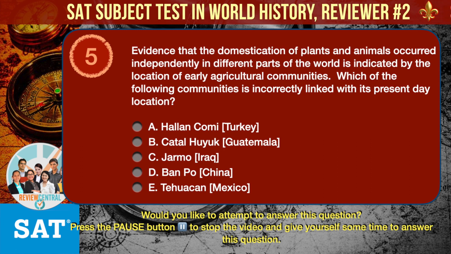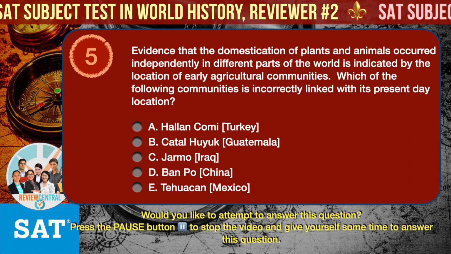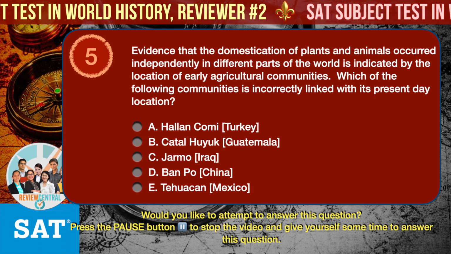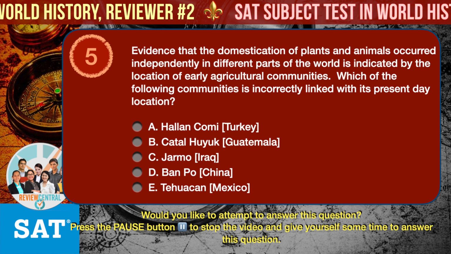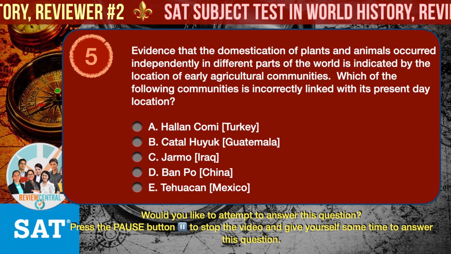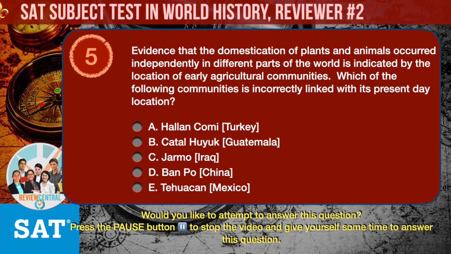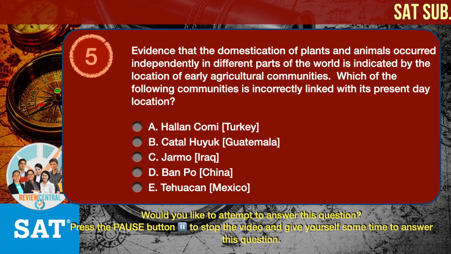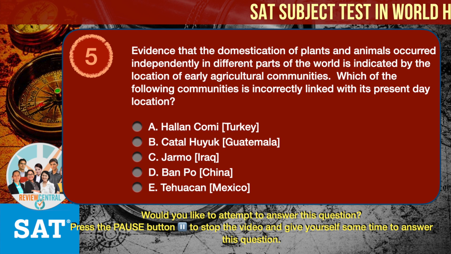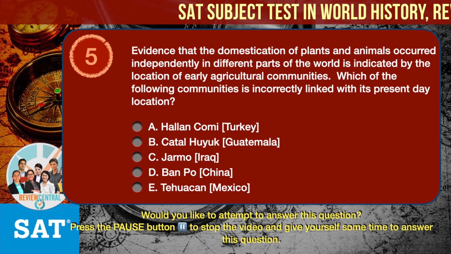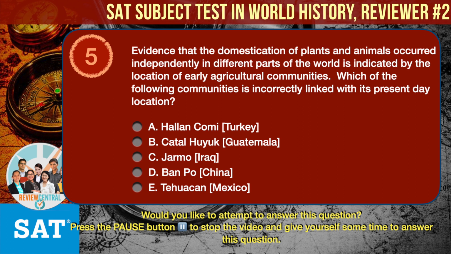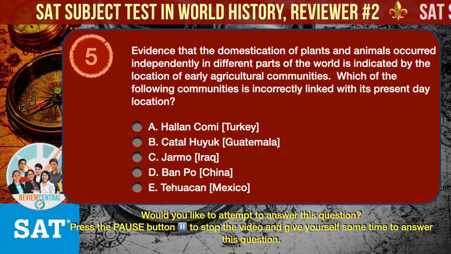Question number 5. Evidence that the domestication of plants and animals occurred independently in different parts of the world is indicated by the location of early agricultural communities. Which of the following communities is incorrectly linked with its present-day location? A. Halan-Komi in Turkey. B. Catalhoyuk in Guatemala. C. Jarmo in Iraq. D. Banpo in China. E. Tehuacan in Mexico.